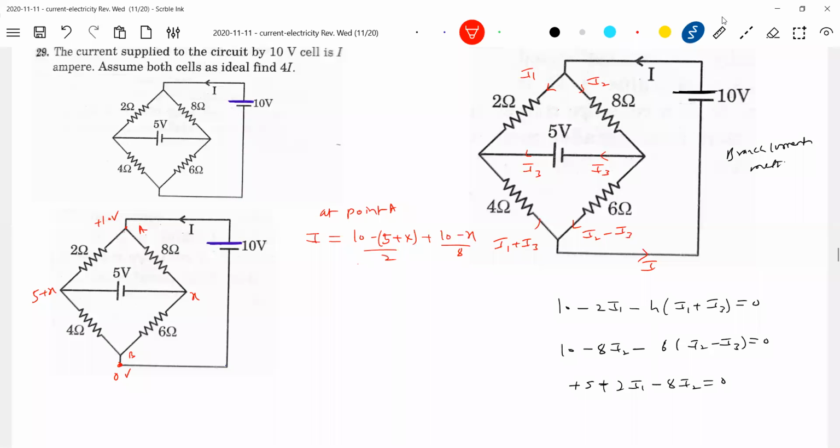I've made it a little bit simple here because with this I there, you'll find it difficult. That's why I took this one. Here the current I will leave. So the current in these two branches will enter junction B, and I will leave junction B. So at point B, those which are entering are positive. So 5 plus x minus 0 by 4.